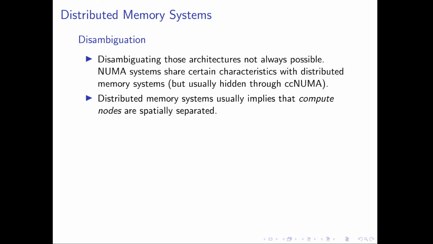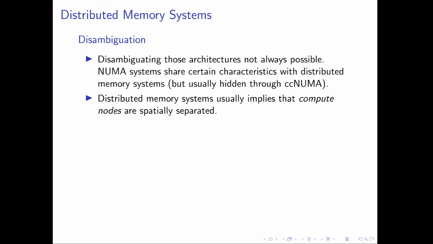Actually, disambiguating those two types of architectures is not always possible, because NUMA systems and distributed memory systems share certain characteristics. When we're talking about distributed memory systems, we usually mean that the compute nodes are spatially separated, so that the compute nodes are actually different computers. But this is actually not a necessity. You can think of the Xeon Phi family of coprocessors from Intel that we talked about, the system with 64 Pentium processors on a board and the ring bus interconnect. It's pretty much valid to think of such an architecture as a distributed memory system.